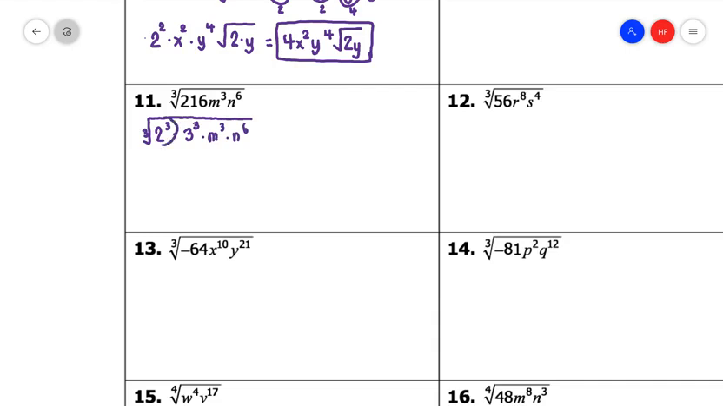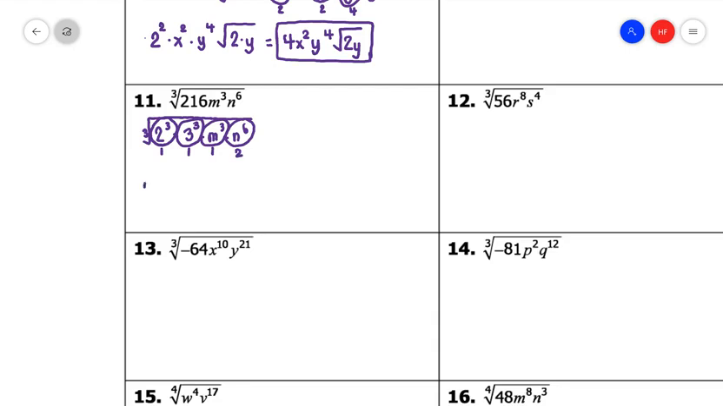So what I'm going to do is divide everything by the index. So the power by the index, 3 divided by 3 is 1. 3 divided by 3 is 1. 3 divided by 3 is 1. And n to the 6th, 6 divided by 3 is 2. So then those are the powers of my variables and of my number.